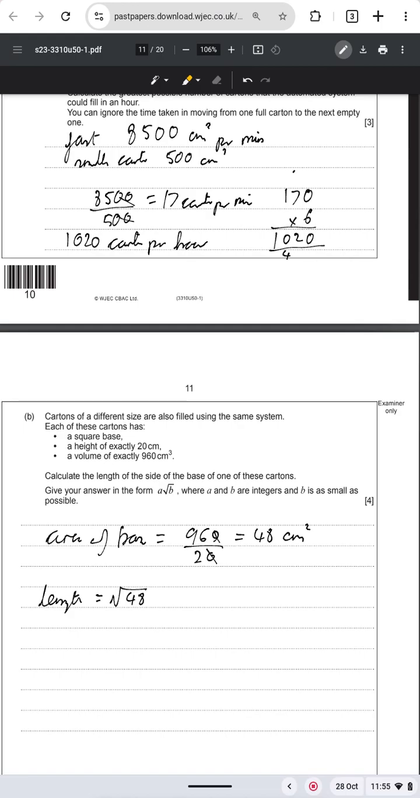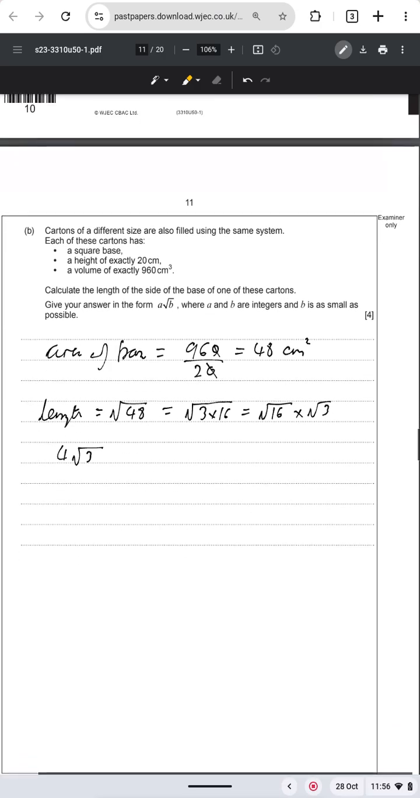But they want it in the form of a root b. So we can write this as 3 times 16, which is the same as doing the root of 16 times the root of 3. The root of 16 is 4, the root of 3 is root 3, so we've got 4 root 3, which is in the form they want. To know this, you need to be able to recognise your square numbers, so either 4, 9, 16, 25, and so on, that can divide 48, which gives us the 16, and that allows this to be done simply.